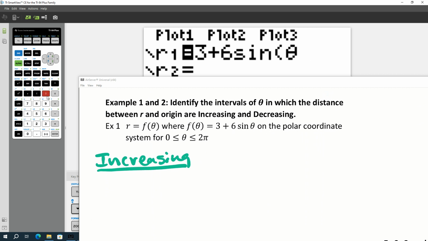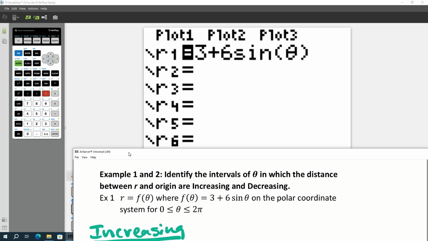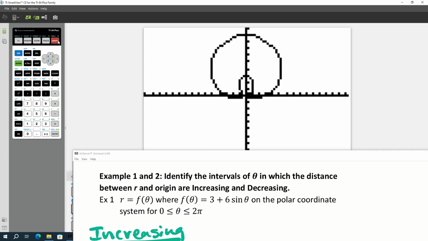All right, if you want to look at the graph before we answer these questions, it's kind of cool. There it is. But what we really need is the table.